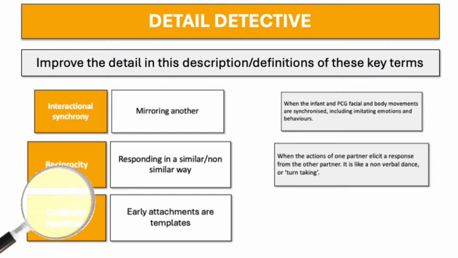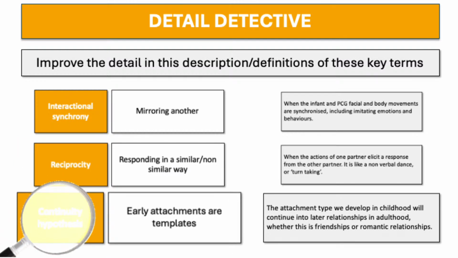And then we've got our continuity hypothesis. So early attachments are templates. The attachment type we develop in childhood will continue, hence continuity hypothesis, into later relationships in adulthood. And that could be friendships or romantic relationships, remember, okay? Excellent. Yes, some of you are quoting some of the theories where you might use this. Bowlby is definitely one of those theorists where we might use the continuity hypothesis. Excellent. Well done.